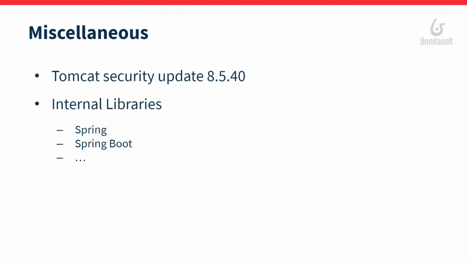A few more various updates. So we update Tomcat to the latest patch release, so version 8.5.40. This way we make sure we are always up to date with any security patch that might be available. And we update a few internal libraries, but this will not impact your development.